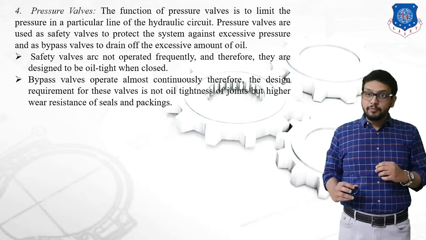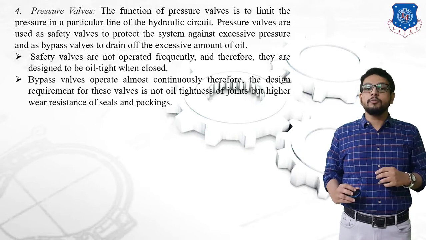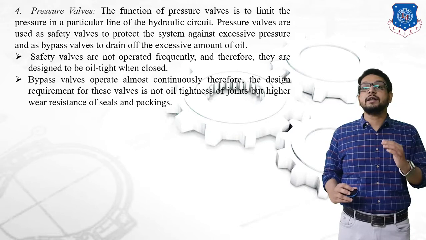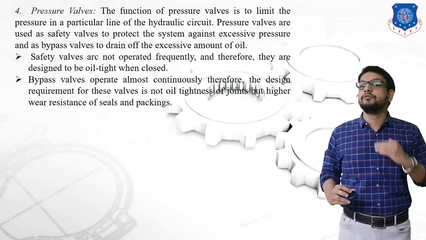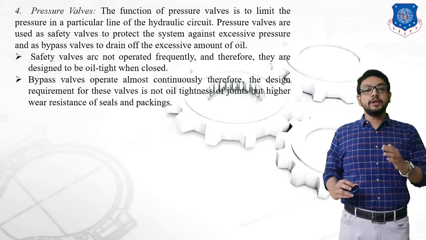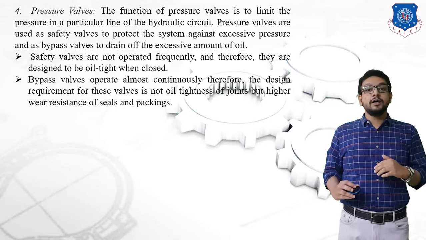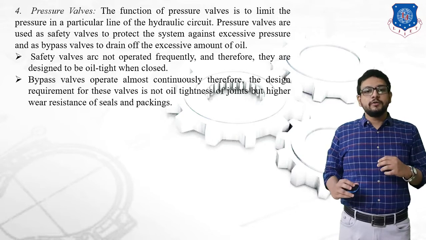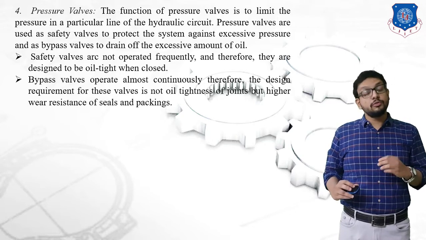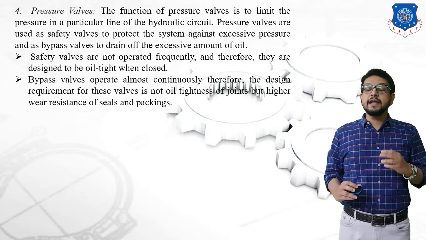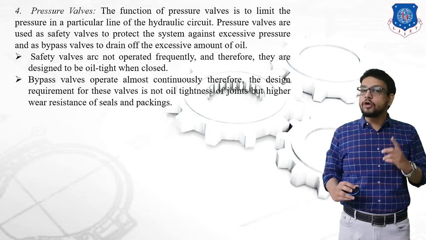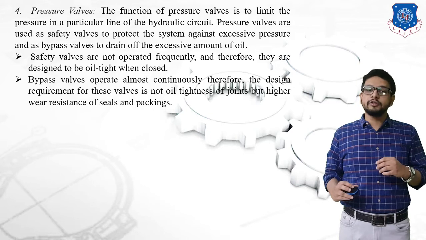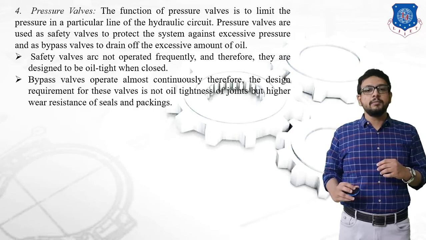One of the types of pressure valve is a safety valve. It is not operated frequently, only when the pressure inside a line increases beyond the safe limit. So we need to design this safety valve based on a purpose, that is oil tightness when it is closed. Whereas a bypass valve operates almost continuously, therefore the design requirement for this valve is not based on oil tightness, but it has to be designed considering the wear resistance of a seal and packing.